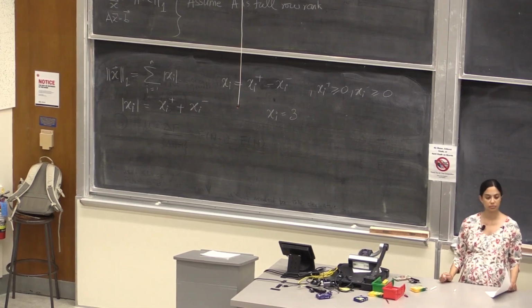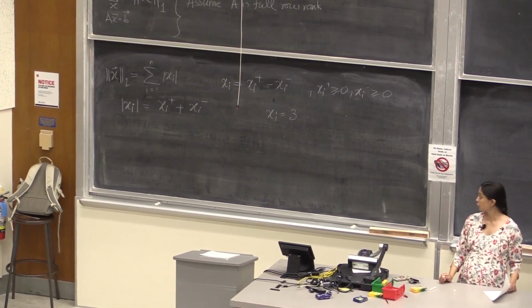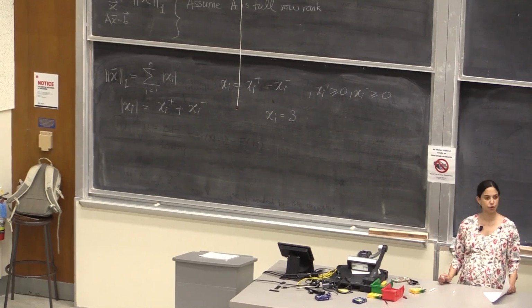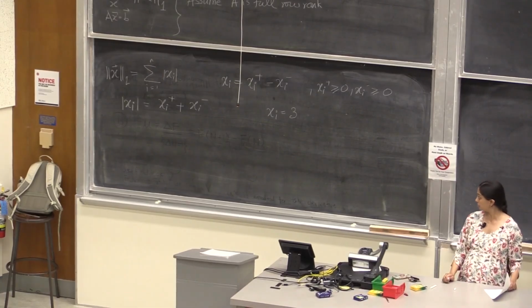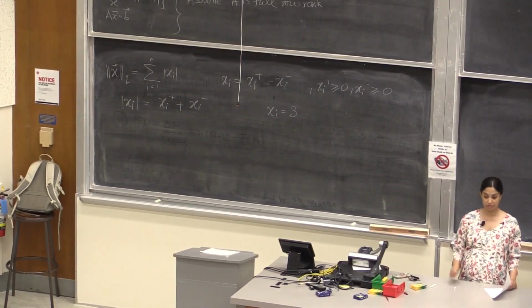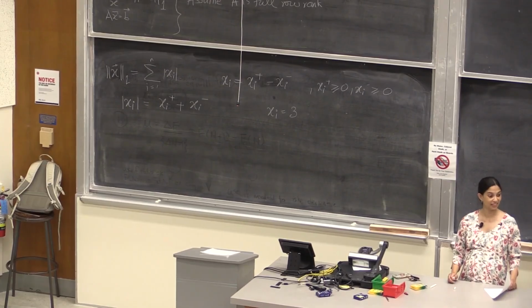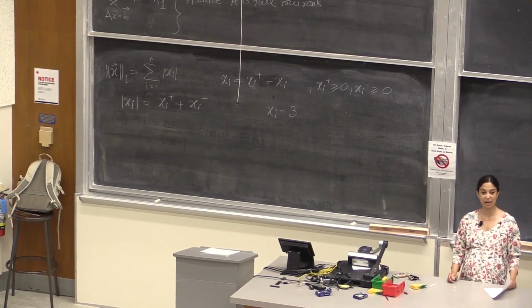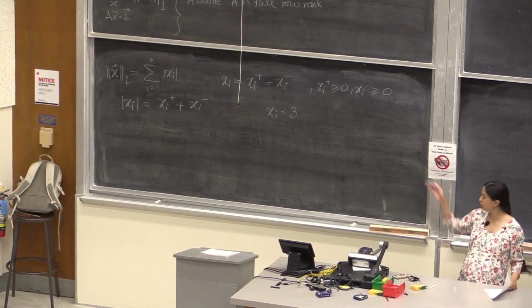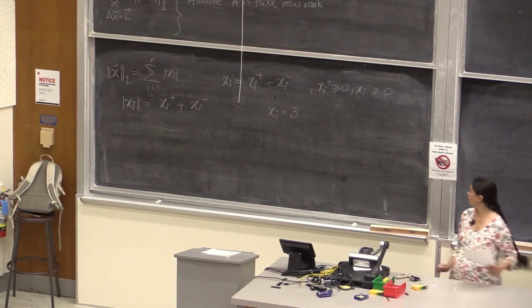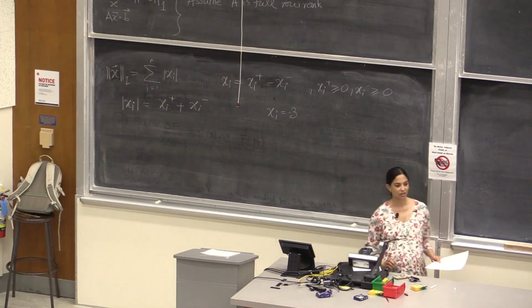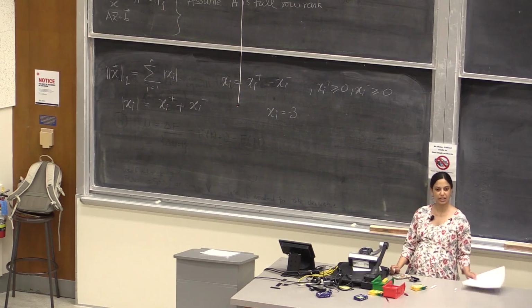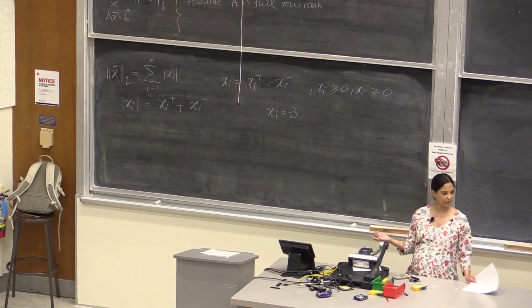So what's one easy thing to choose for xi plus? The easiest solution is 3, right? And what would you choose as xi minus? 0. And do both those things satisfy the conditions? What if xi was equal to minus 3? You choose xi plus as 0 and xi minus as 3, right?